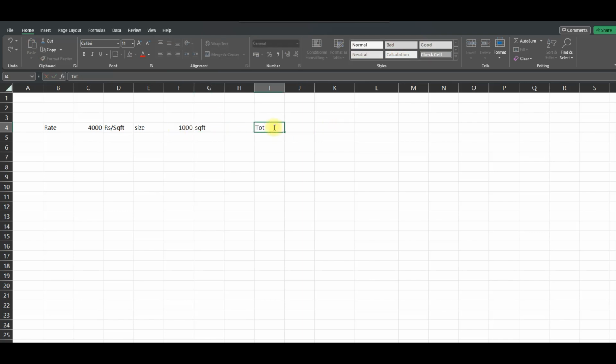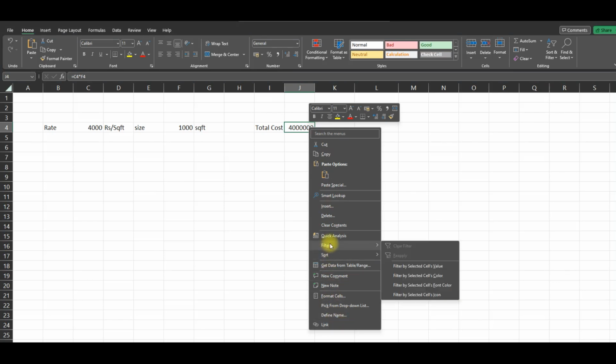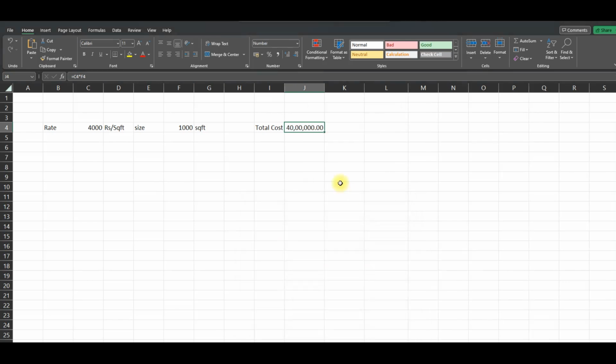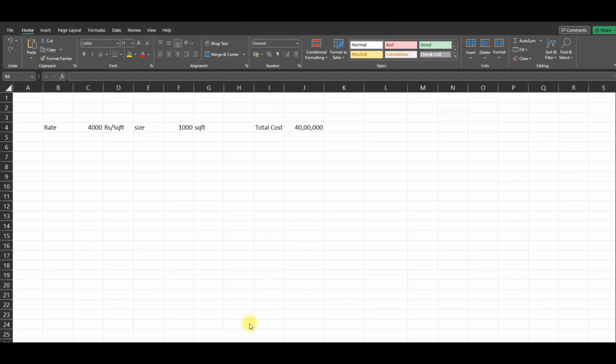Now next is the total cost. How will we get the total cost? Rate multiplied by size. So the total cost of the property is 40 lakhs. Now we will make an agreement with the seller that we will buy this property in X number of days. So for that X number of days, we will pay a certain amount of interest to the seller.